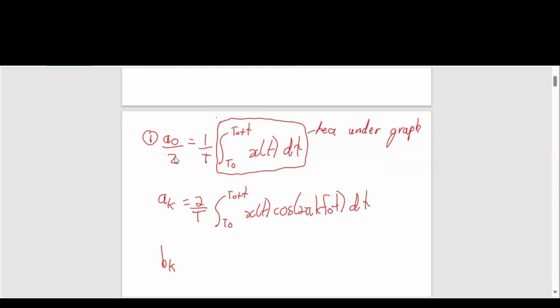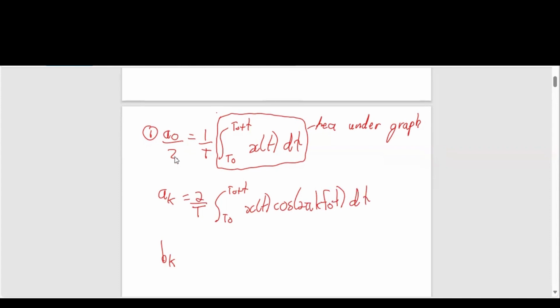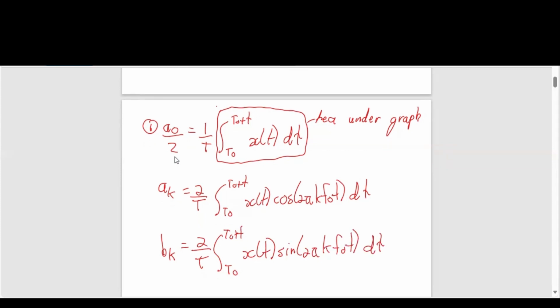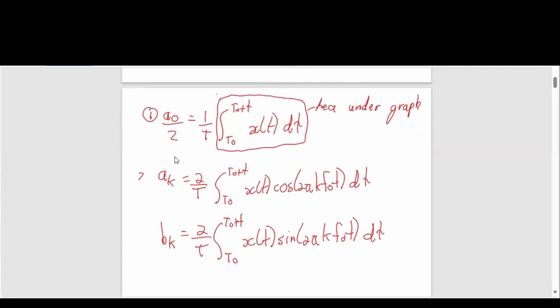ak goes with cos all the time, right? And the last one, bk is 2 on T integral from t0 to t0 plus T of x of t sine, bk always goes with sine 2 pi k f naught t dt, right? So these are the three equations you must know by the back of your hand when it comes to doing the graph for Fourier, right?